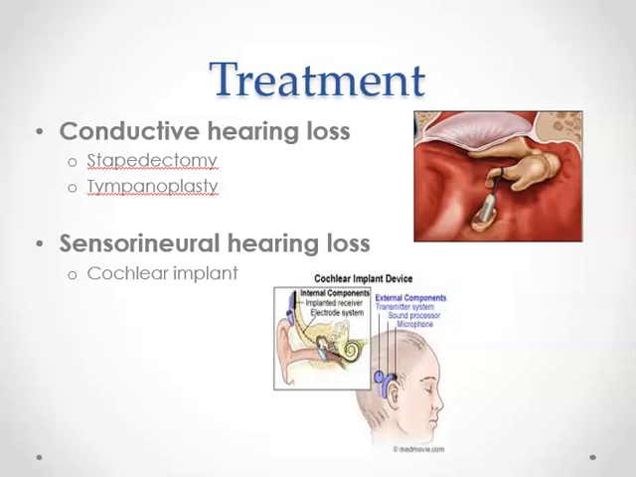Treatments for this, they might perform a stapedectomy, and that's a surgical procedure in which the innermost bone of the ear is removed. And then they can also repair the eardrum if the damage has occurred there. Cochlear implants, that's what my friend's daughter has, and that consists of a microphone, a speech processor, a transmitter, and electrodes. They provide sound perception, but not normal hearing.